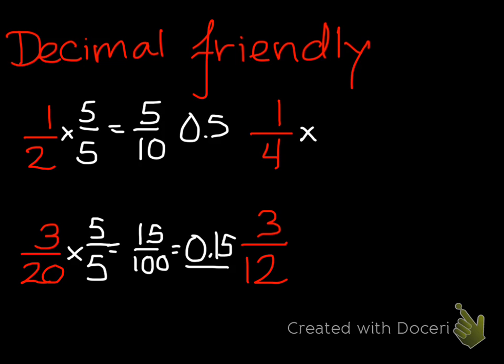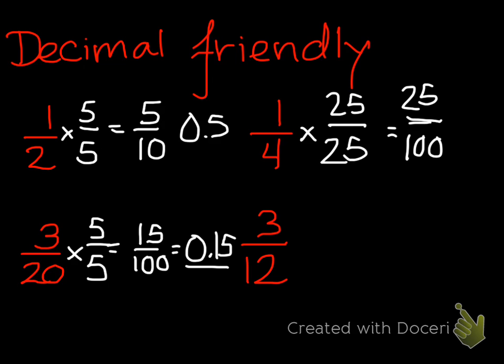Fourths can't turn into a tenth. But I know that 4 times 25 would give me 100, and 1 times 25 gives me 25. So I can write that as 0 and 25 hundredths.